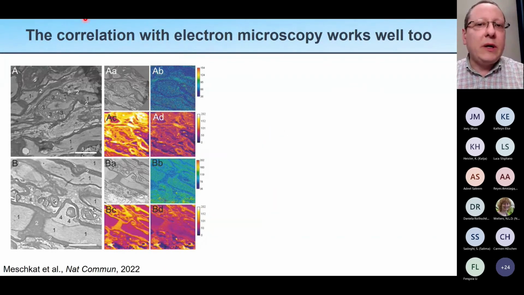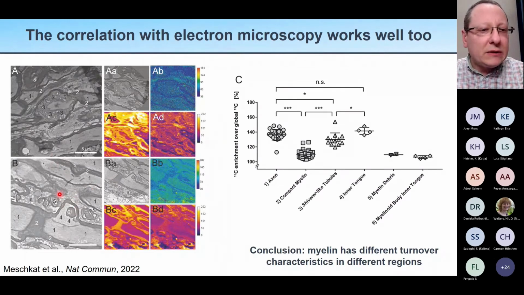We could correlate with electron microscopy. That also works quite nicely, and you can look here at some electron microscopy of myelin in the brain, and these are various EM pictures, and these are your NanoSIMS pictures. You can analyze different components of the myelin. And this paper has shown that myelin has different turnover characteristics for different parts.